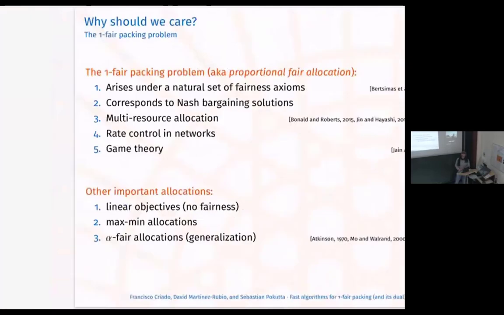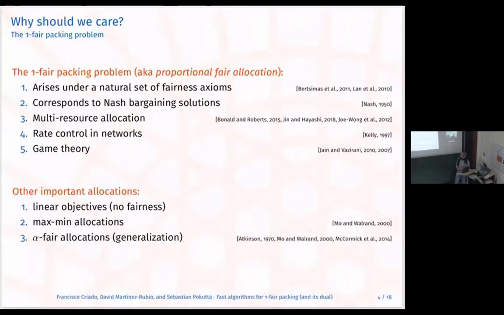There are, of course, many other notions of allocations that you might care for. There's the standard one when you don't have the logs, that's just a linear objective and you have no fairness. Then there are things such as max-min allocations, or also the notion of alpha-fair allocation. That's basically a generalization of everything before. Graph entropy, good one, yes, another one. So you see there are many applications, and that's why we care for this problem.